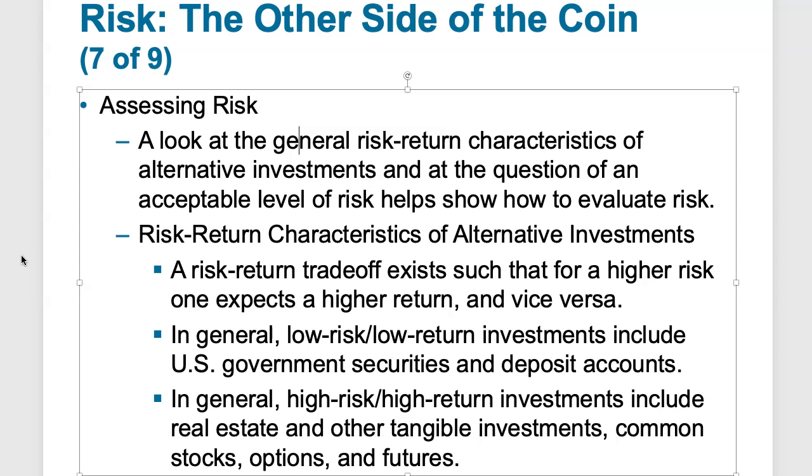So there's going to be hopefully a higher return for a higher risk. In general, U.S. government securities and deposit accounts are going to be low risk, low return. Why would someone want low risk, low return? If you're trying to maintain your capital and you say you're about to retire, you're retired, and you don't want to risk losing half your capital in the stock market during a stock market crash, you're willing to accept a lower return to also get the guarantee that you're not going to lose principal.